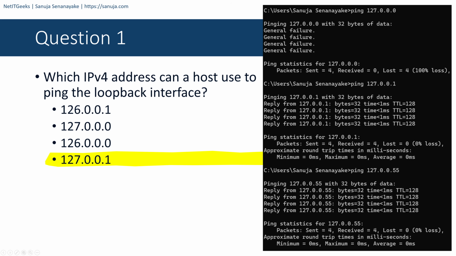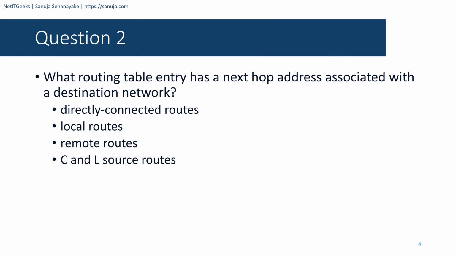So we'll go to the next question. Question number 2. What routing table entry has a next hop address associated with a destination network? The options are directly connected routes, local routes, remote routes, and C and L source routes.